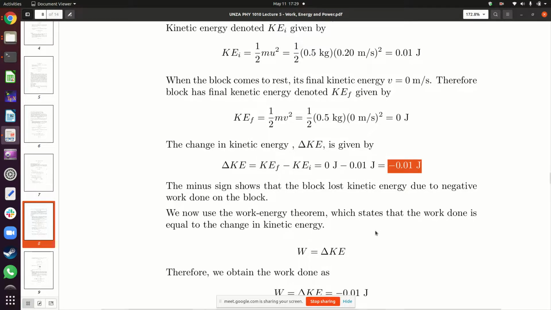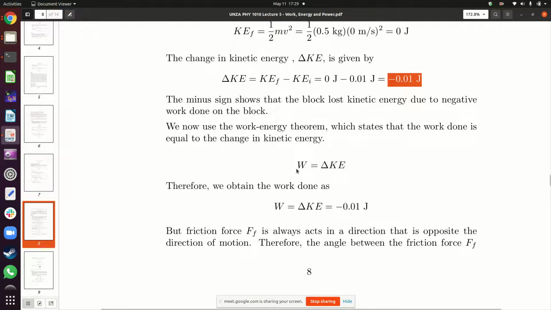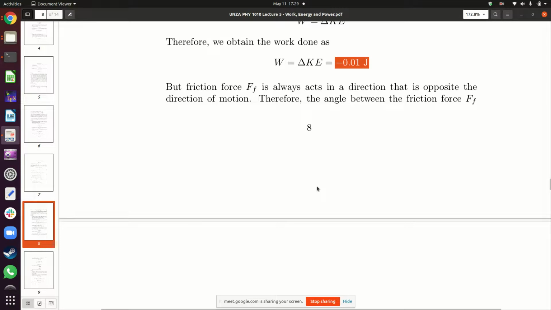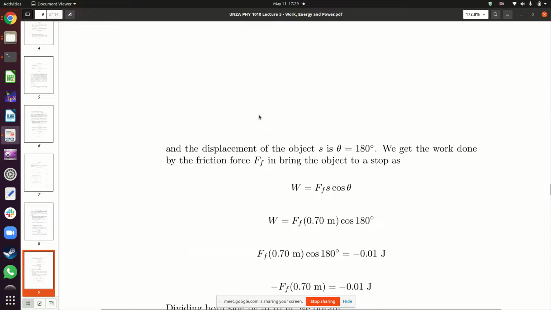This change in kinetic energy, according to the Work-Energy theorem, is equal to the work done. So here, the work done is equal to the change in kinetic energy, which is equal to minus 0.01. And how do we find the work in this case? What force is trying to do this negative work? It's the friction force. And when it comes to the friction force, it always acts in the direction which is opposite the direction in which an object is moving.